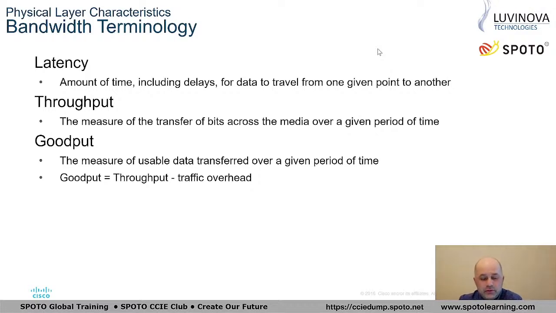Throughput is the measure of the transfer of bits across the media over a given period of time, and goodput is the measure of usable data transfer over a given period of time.